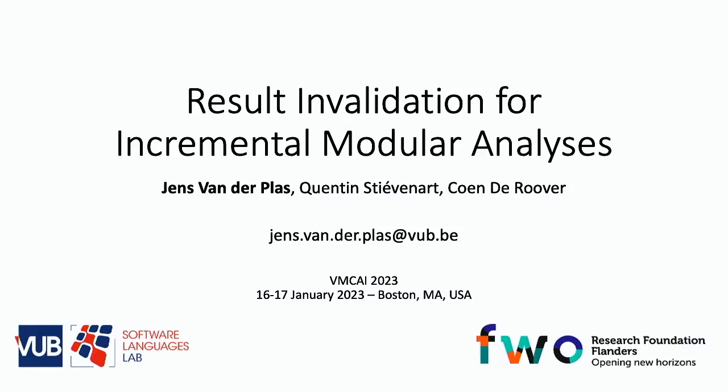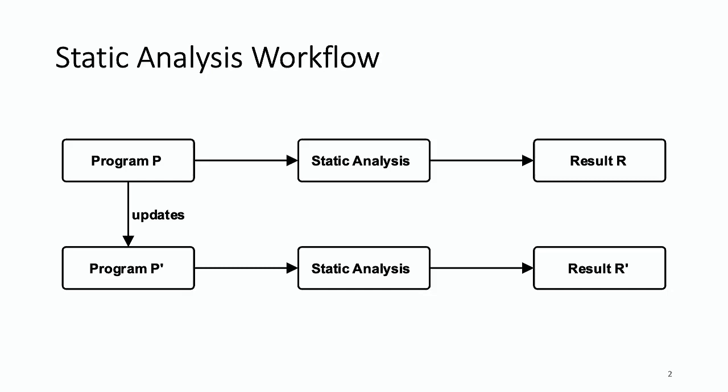I'm Jens van der Plas, and I will present result invalidation for incremental modular analysis. So let's look first at an example workflow containing a static analysis. A program P gets analyzed by an analysis, and you get the result R, and then you update the program, and you analyze it again, and you get another result.